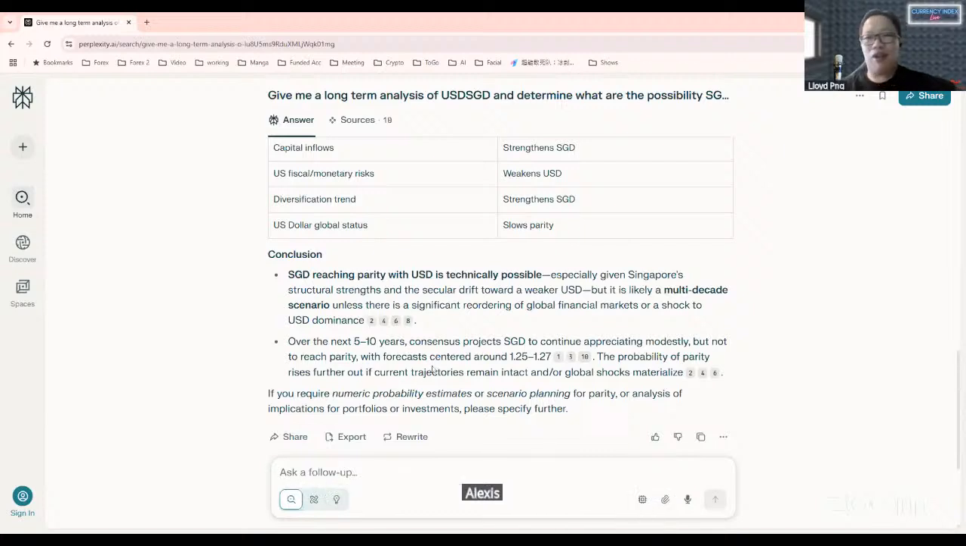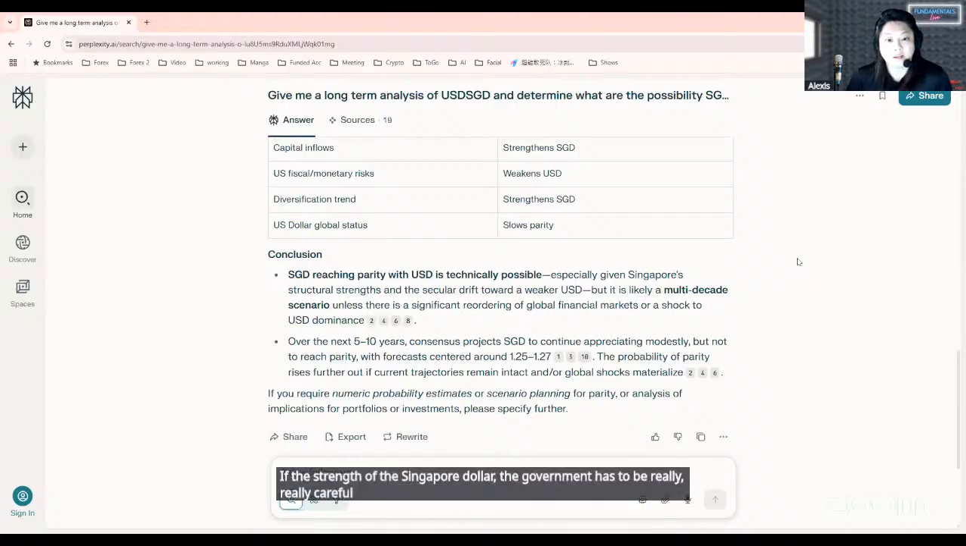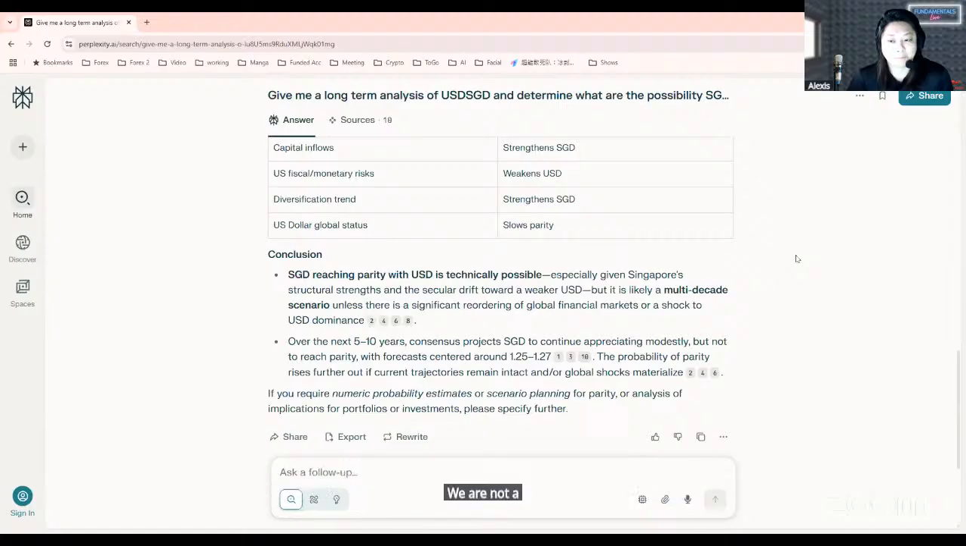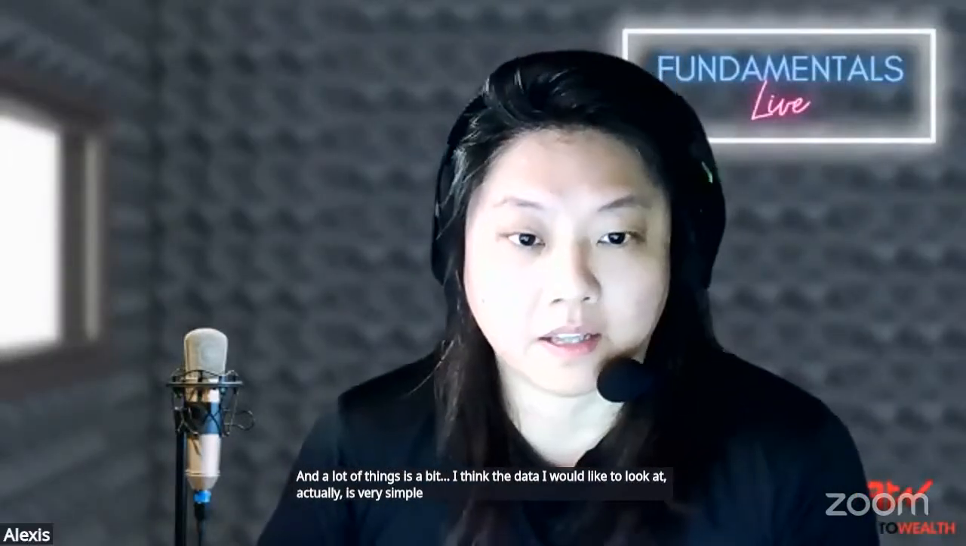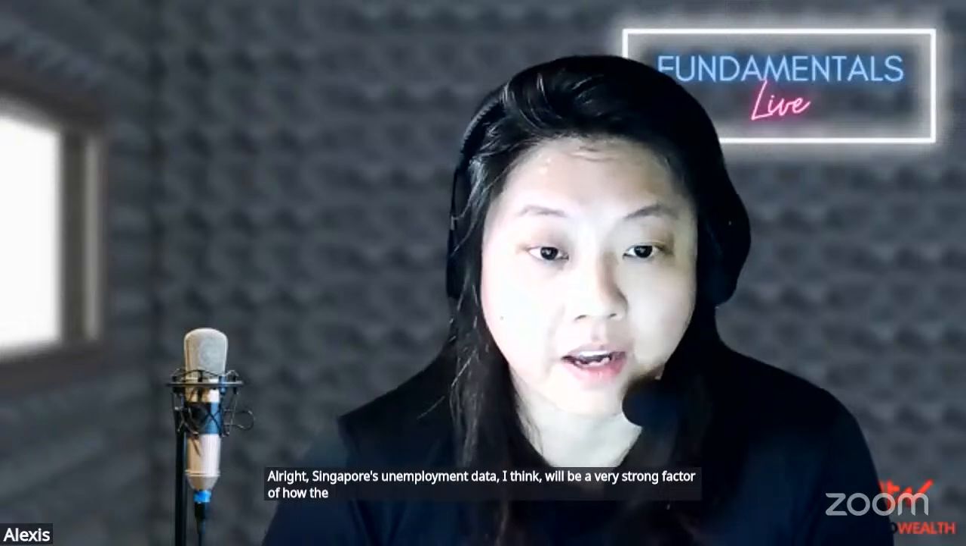Alexis, what's your counter view on this? I think my view is not so much counter, but with the strength of the Singapore dollar, the government has to be really careful because we are not a super large population, right? The data I would like to look at is very simple: Singapore's unemployment data. I think it will be a very strong factor in how the government will react to the Singapore dollar's strength against USD.